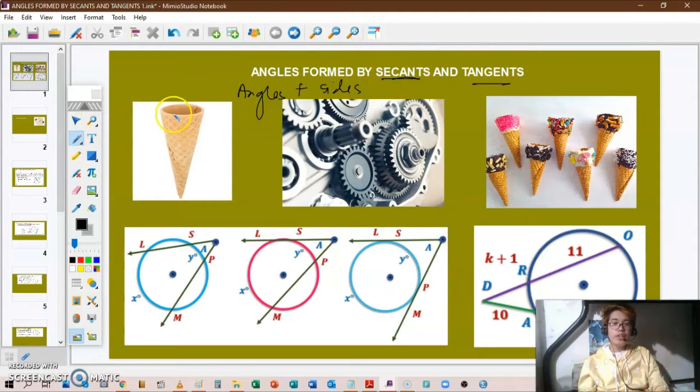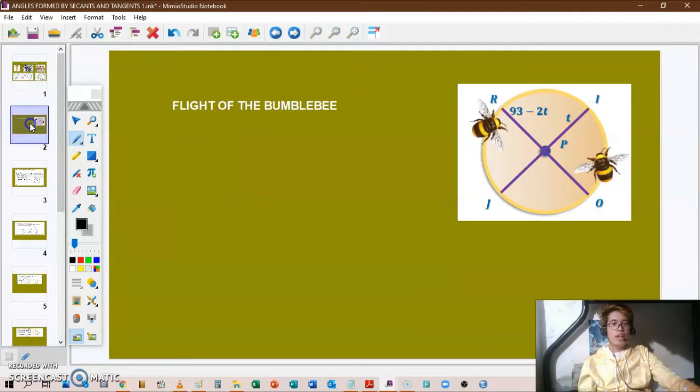As you can see here, we have a circle, and we have two tangent lines for our specific cone here. And also for these gears, we have these points of tangencies on these circles. And again for the cones, there's a circle, and then we have two points of tangencies or two tangent lines.